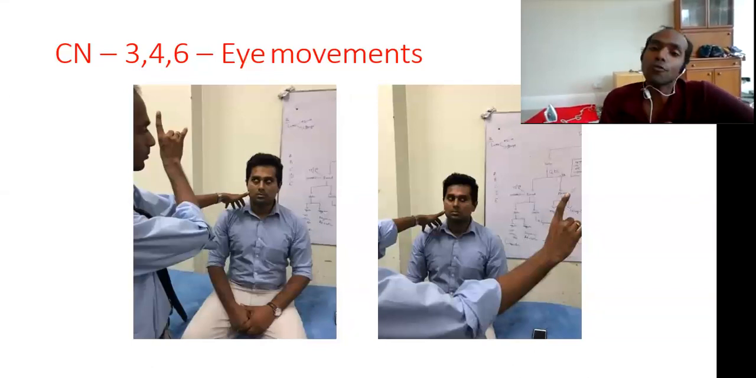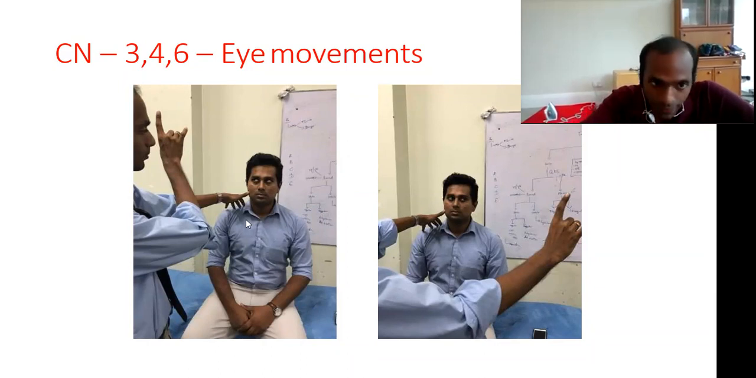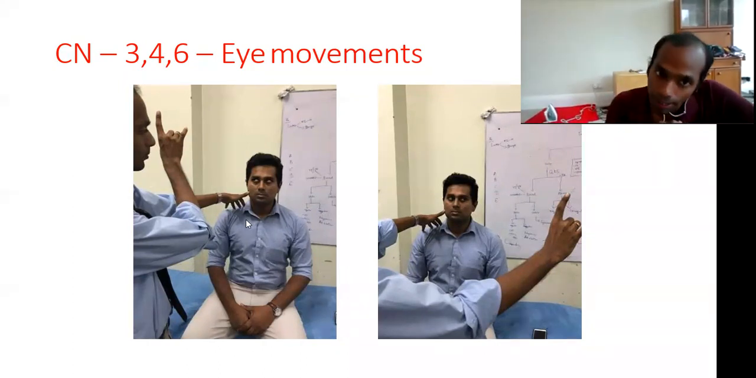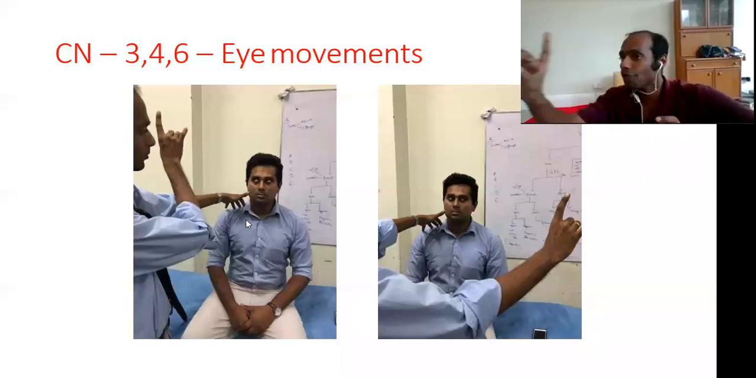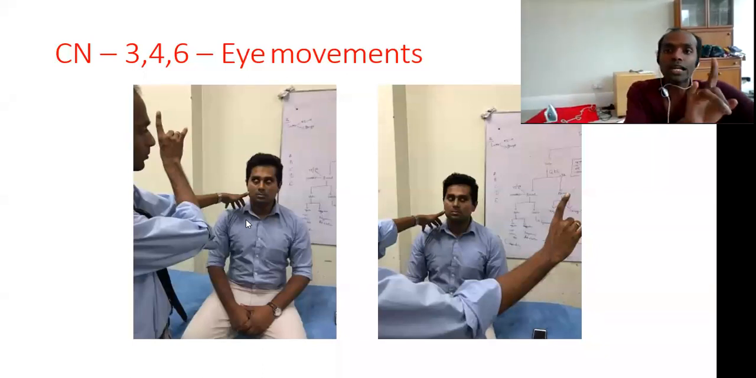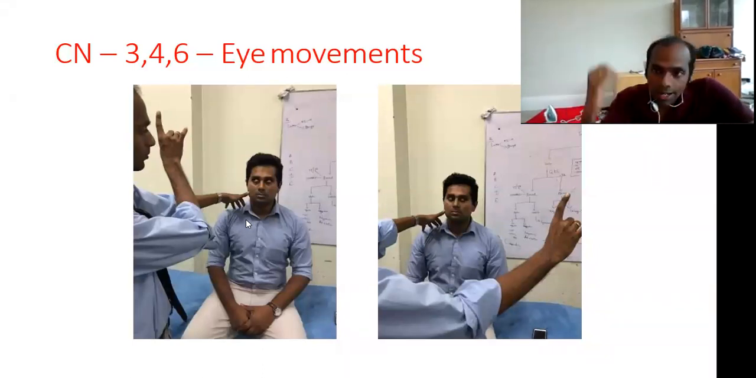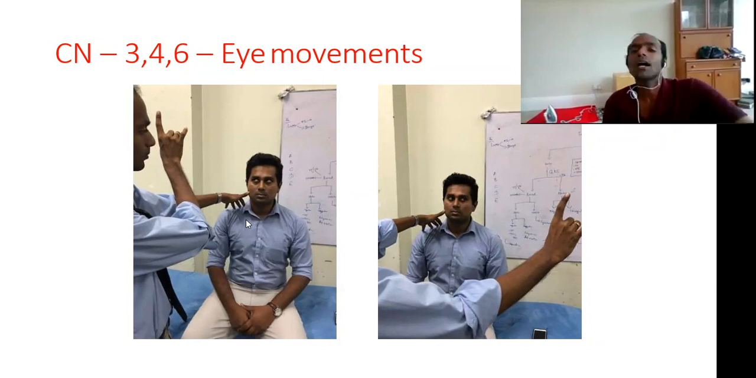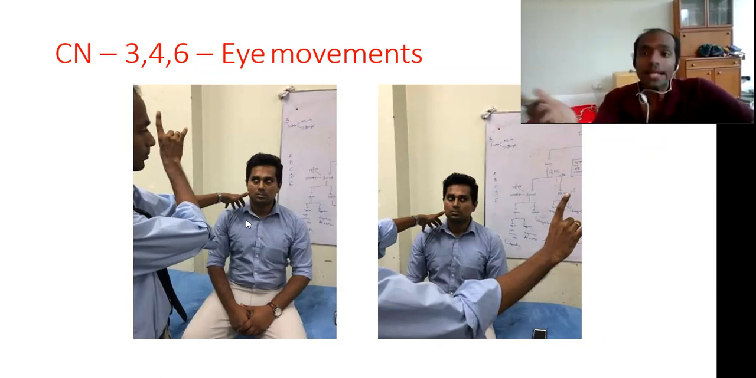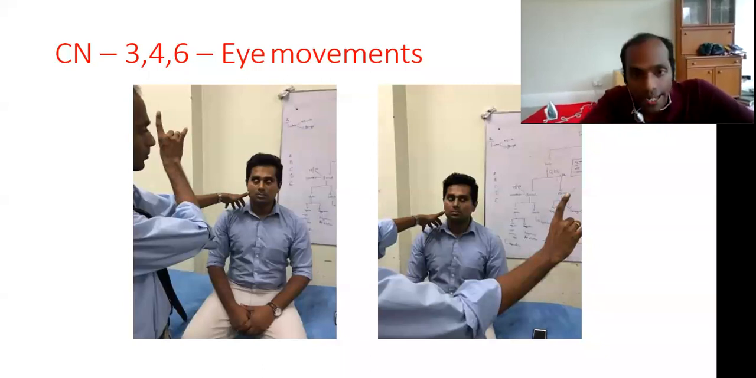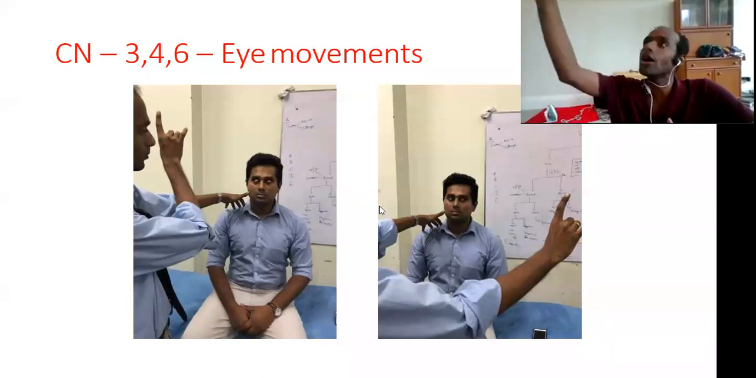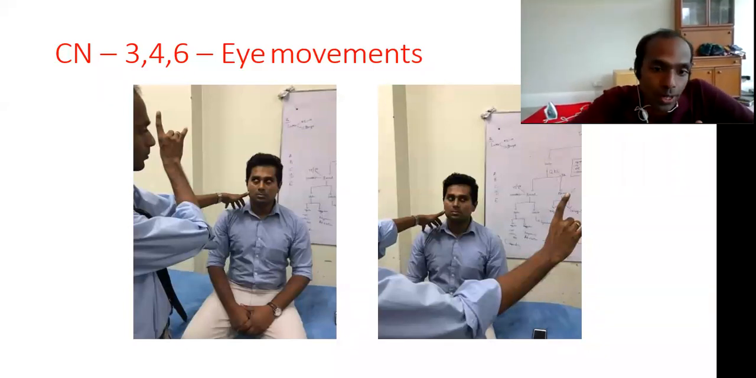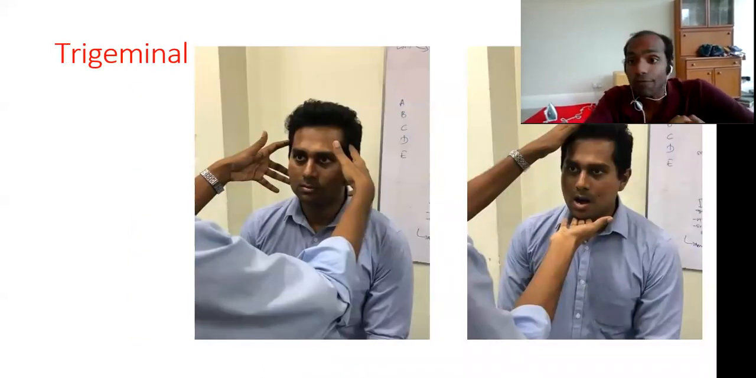Then we go on to 3, 4, and 6. Why do we examine these cranial nerves together? Because they supply the extraocular muscles of the eyeball. Move your finger in the shape of an H, examining the eye movements and the extraocular muscles, 3, 4, and 6. You know that most of the eye movements are controlled by the oculomotor nerve. The 4th nerve supplies superior oblique, and the 6th nerve supplies the lateral rectus. This is basic anatomy that you need to remember. So make sure that you move your finger in the shape of an H. So that is 3, 4, and 6.